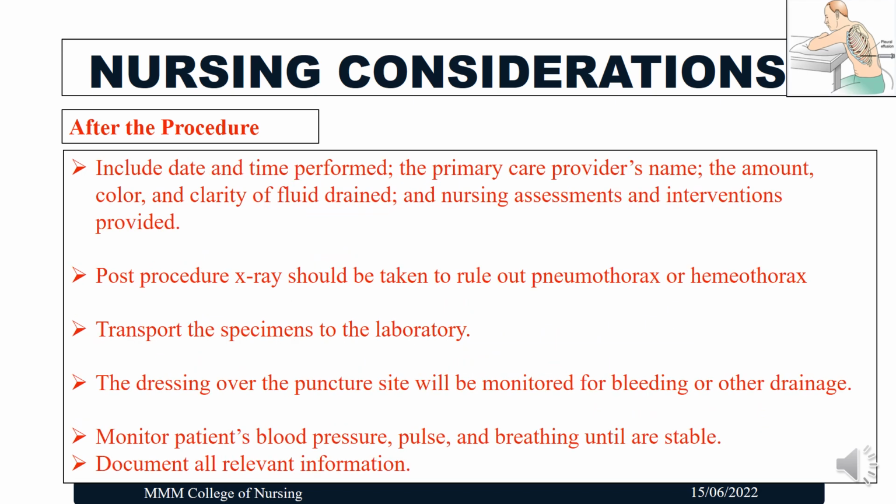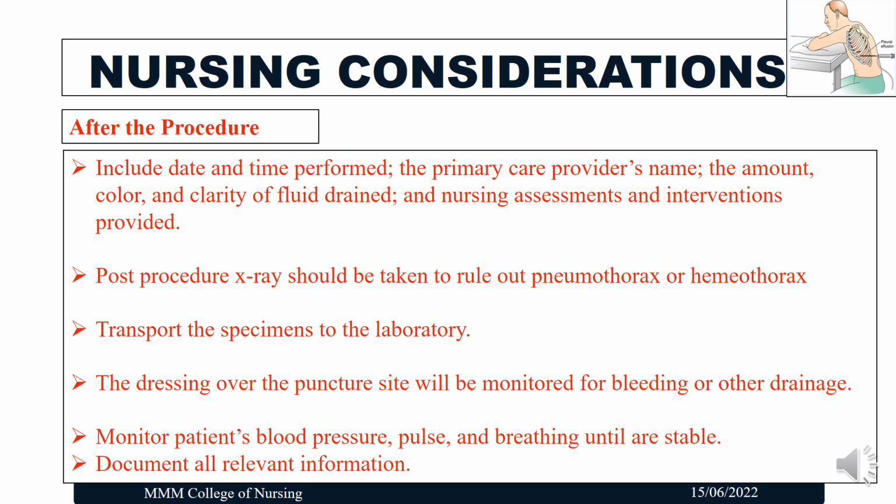Once we are done with the procedure, we have to document it. When we document the procedure, we should include the date and time when the thoracentesis was done, who has done the thoracentesis, the name of the primary healthcare provider, the amount of fluid drained from the pleural cavity, the color of the fluid, the clarity of the fluid drained, and the nursing assessment and interventions provided during the procedure. It should be documented legibly and clearly with the signature of the staff.